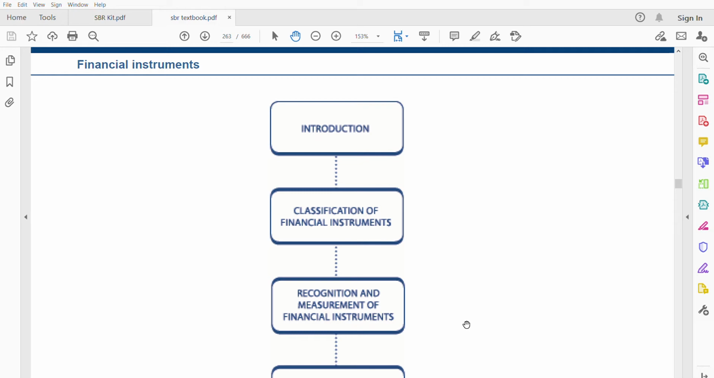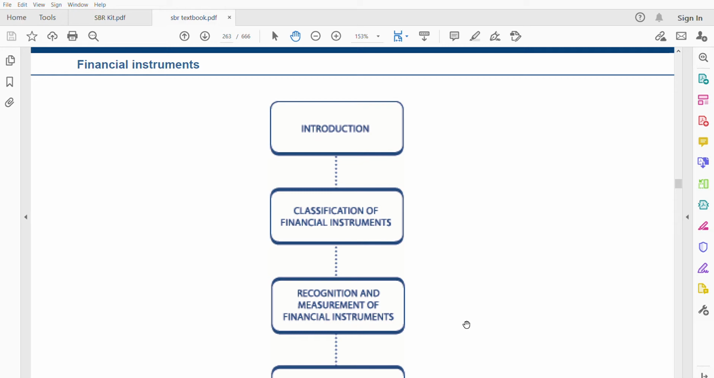Equity instruments. The fourth part will be equity instruments. The fifth part will be debt instruments. The sixth part will be impairment of financial assets. The seventh part will be derecognition of financial instruments. The eighth part will be derivatives and embedded derivatives. Ninth will be hedge accounting.